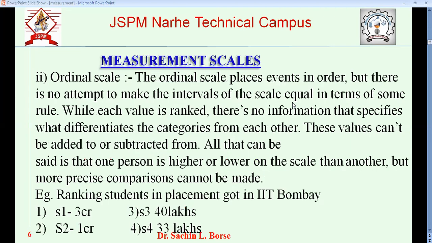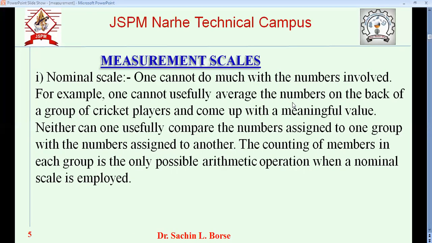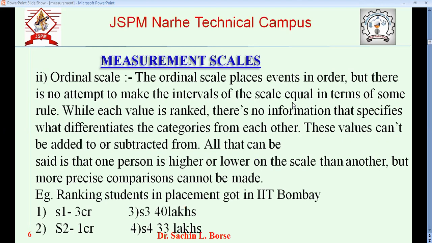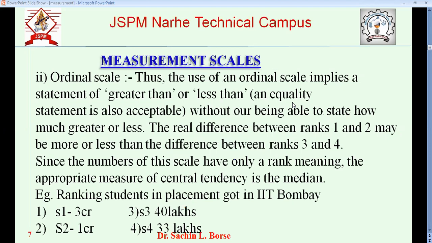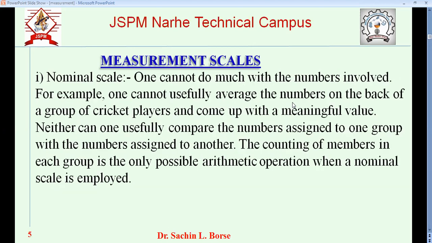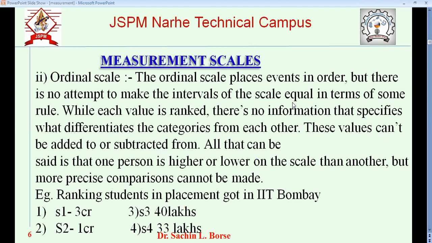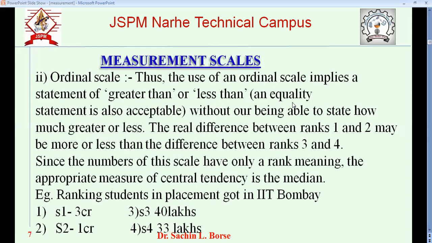Nominal scale means we just give a number, like to cricketers, as I gave the example that time. Then we go to the ordinal scale. Ordinal scale means we arrange in order, but the difference between two consecutive values is not the same.